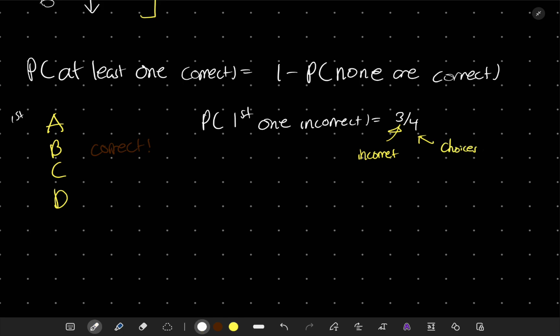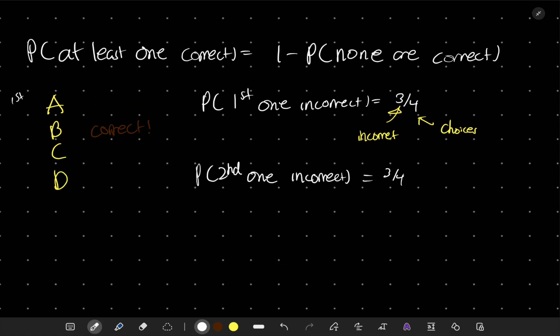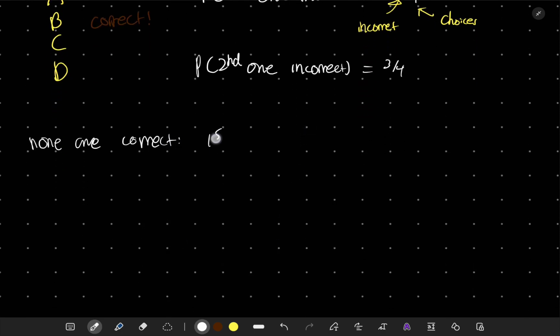What about the second one? Well, the second one, if they didn't get it correct, that means they also get 3 out of 4. Well, that happens throughout all the 6 problems, right? So basically, notice what I'm going to say for none are correct. If I write none are correct, that's basically me saying that the first one is incorrect.